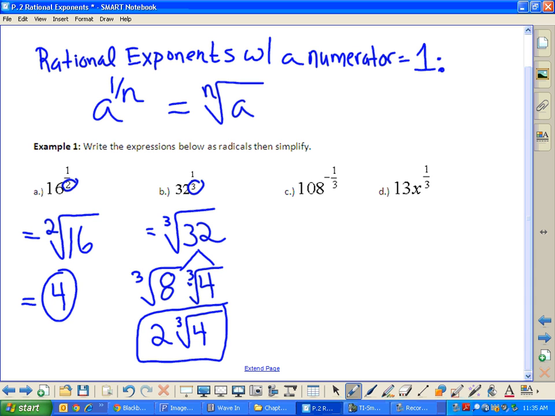So out of this, I'm hoping that you start to see there's a 2-step approach to doing these problems. Do you see it? Step 1, you write it as a radical. Step 2, you simplify the radical. That's what we're doing.